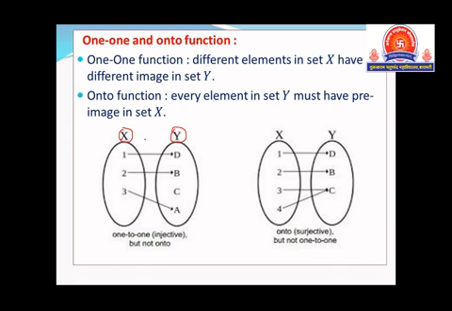Different elements in set x have different image in set y.